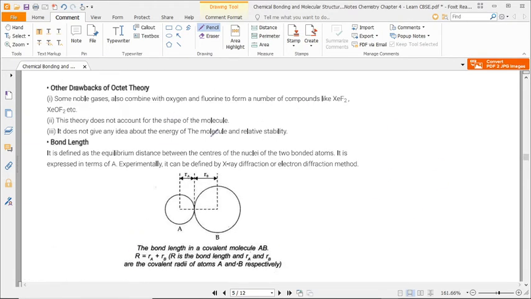So what is bond length? Imagine these two are the atoms and they are forming a bond between them. If they are forming a bond, you have to count from the center of each atom. Imagine this is the central part of each atom, and if you draw a line, you will get the radius of each atom. If RA is the radius of atom A and RB is the radius of atom B, the sum of RA and RB is the bond length.